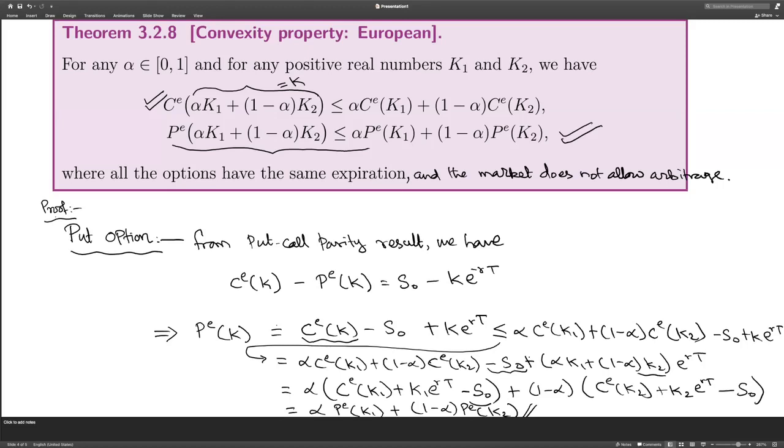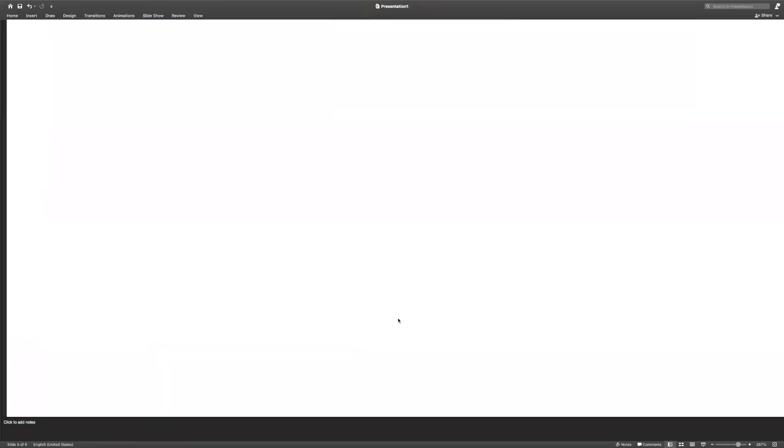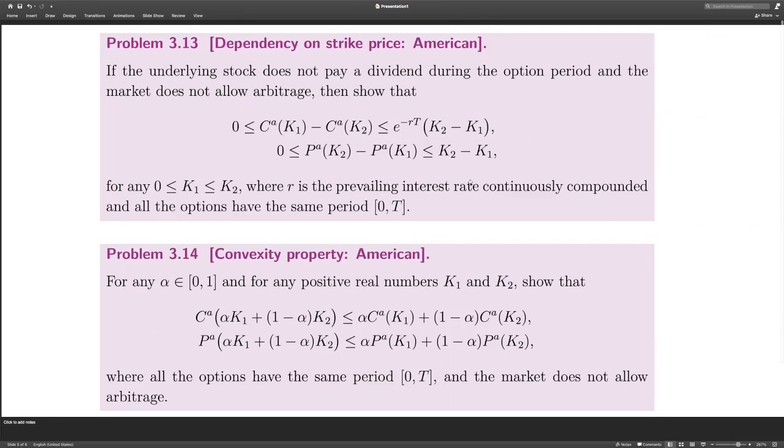So we obtained this, and this completes the proof of the convexity property. By this, we have completed two important properties of the European option prices, that is the one-sided Lipschitz property and the convexity property of the price of European options. The same results also hold for American options. We just state them here and leave the proof as an exercise.